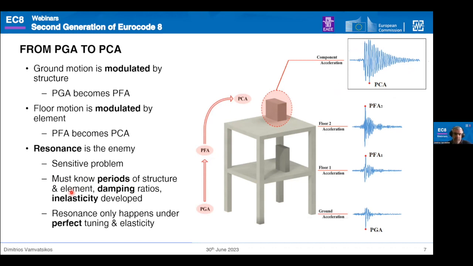And of course, you need to know whether any of the two develops any inelasticity. Why? Because inelasticity, if you will, is our friend. The enemy of our enemy is our friend, yes. Inelasticity manages to detune the structure by introducing some wave delay, and then it removes resonance, or really de-amplifies it. We'll discuss it later on. In general, unless you have perfect tuning and elasticity everywhere, resonance will probably not happen.